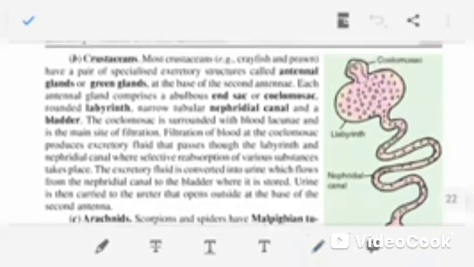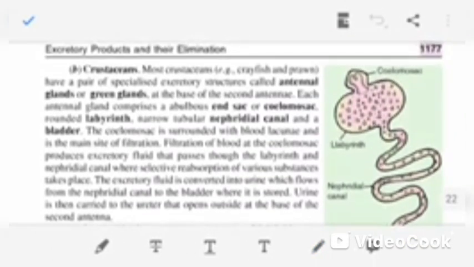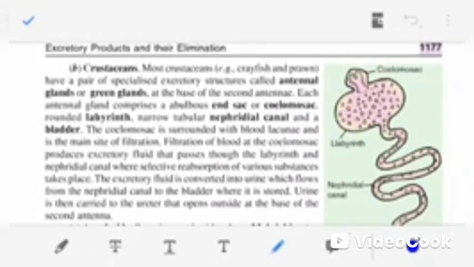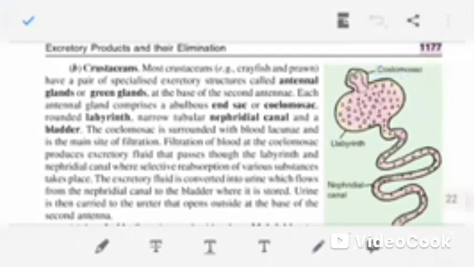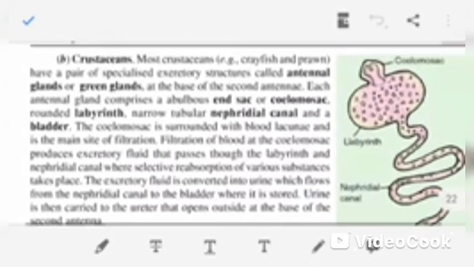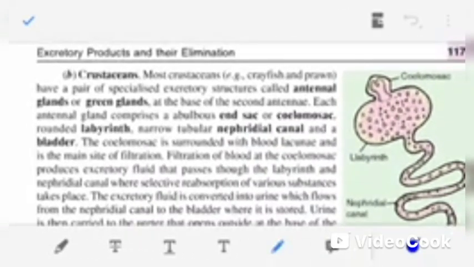Now let's see how the urine is formed in the green gland. This coelomic sac, the initial part of the green gland, is immersed in a blood lacuna. Let me draw one blood lacuna. This is the blood lacuna, and in the blood lacuna, blood is there. So this coelomic sac is surrounded by blood lacuna.